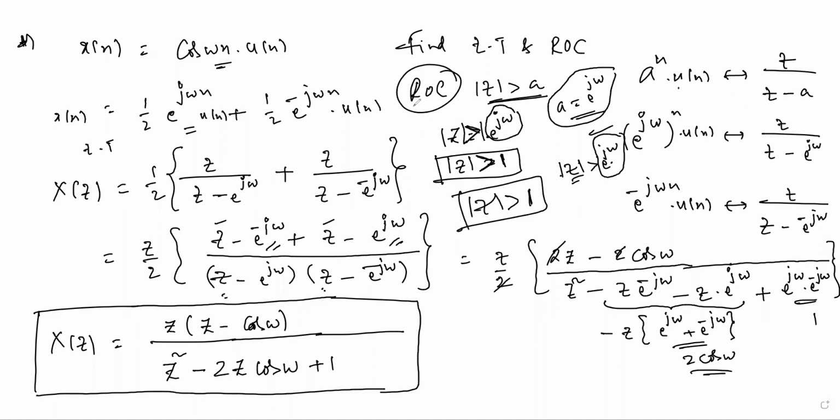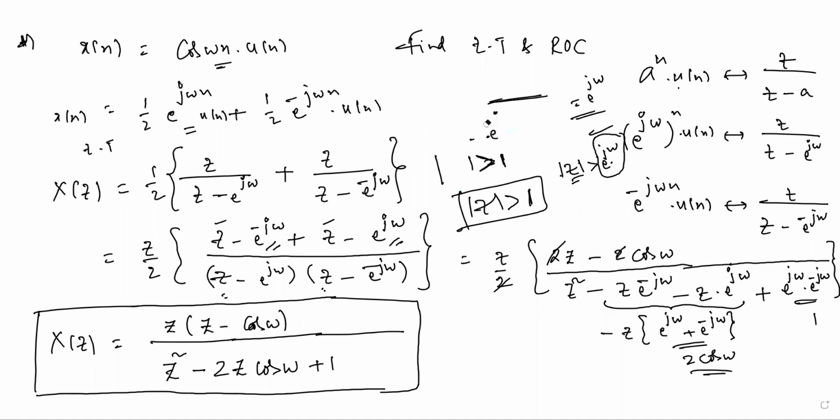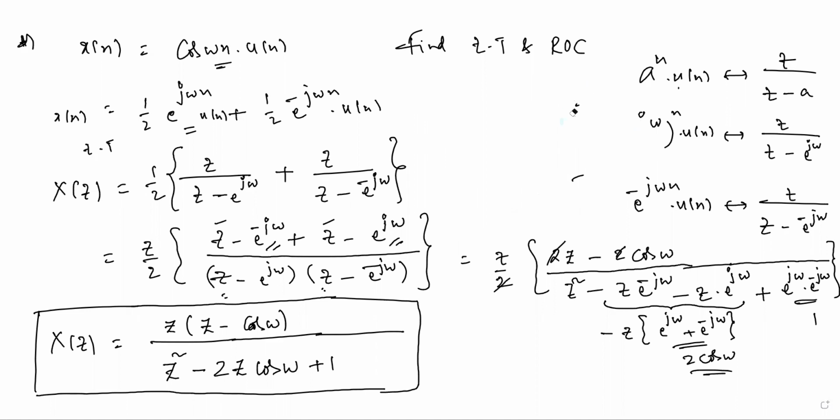Right. So ROC for this is simply mod z greater than 1. For cos function, we are getting ROC mod z greater than 1. So we have ROC mod z greater than 1. Similarly, we can solve for sin omega n u of n.